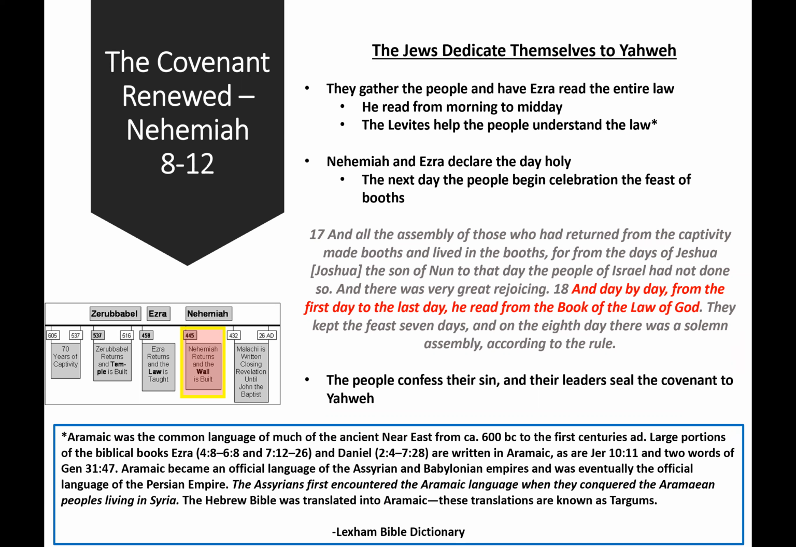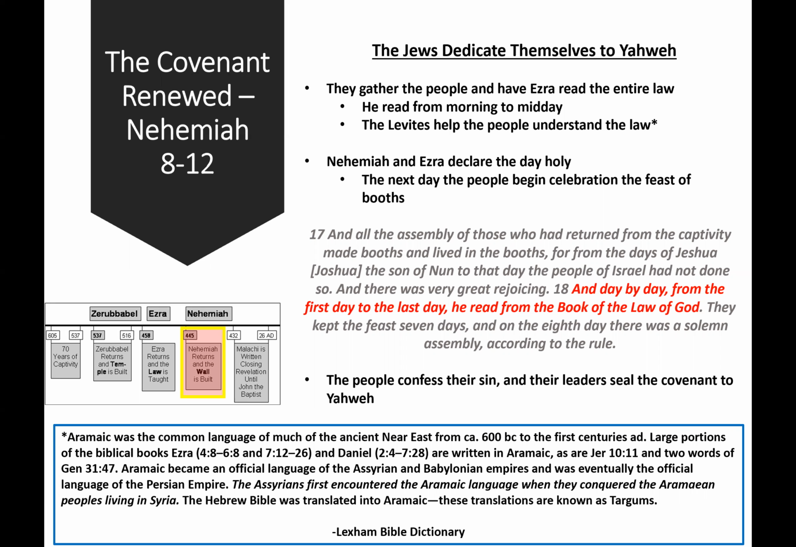And we find that the Levites have to help the people understand the law. And there's a couple of reasons for this, but I want to make clear that not only is there maybe possible misunderstanding in the law itself, but that many of the people that returned from Babylon no longer speak Hebrew. Remember, the Bible is written in Hebrew. The law is written in Hebrew. Many of these people don't speak Hebrew. And so there's a note down here that I want to share with you from the Lexham Bible Dictionary.